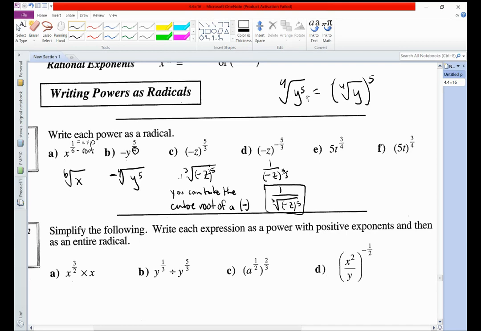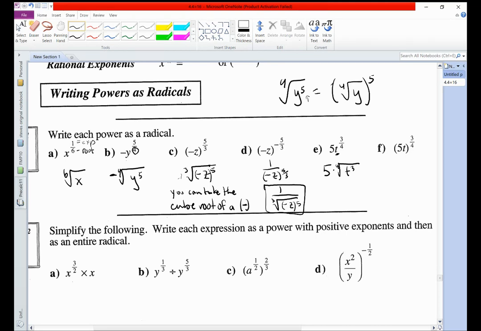And then in the next one, we have 5 multiplied by t to the power of 3 over 4. So that exponent only acts on the t. The t is the base. The 5 isn't part of anything. So we can write that out front and say 5 multiplied by the fourth root of t to the power of 3. And that's as far as we go.